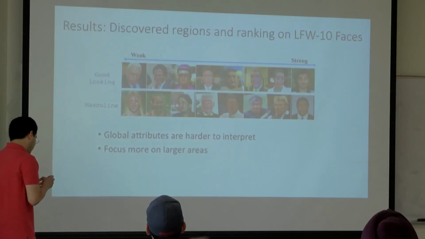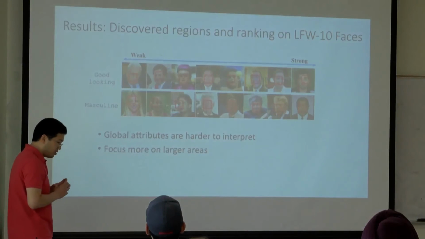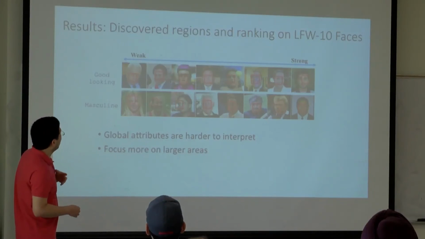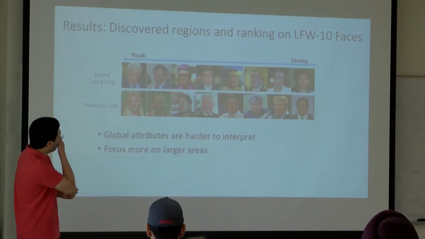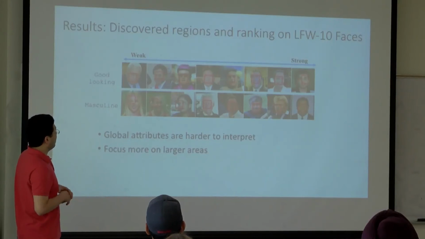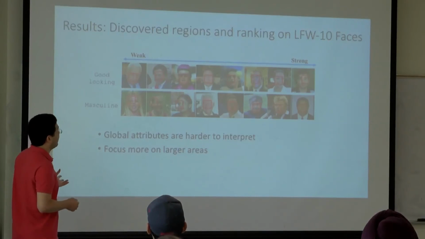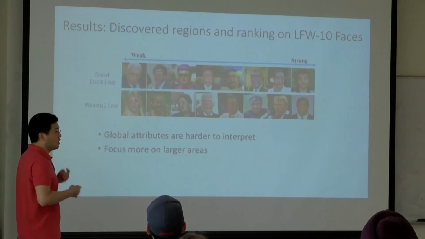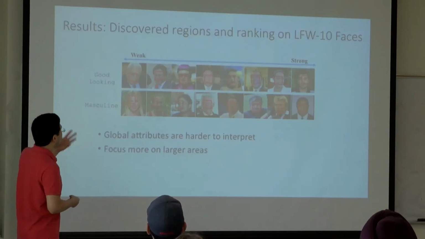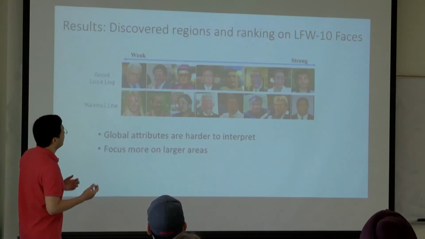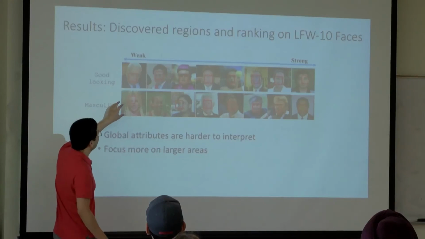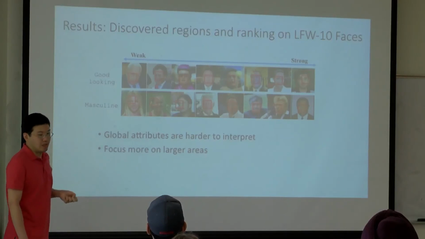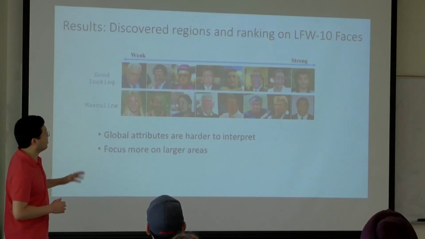For these kinds of localizable attributes that are conditioned on specific parts like the eyes, nose, or mouth, our algorithm does quite well. For more global attributes, which are harder to interpret, like good-looking or masculine, which don't really have definitive answers, so we don't really know exactly why somebody's good-looking or masculine, our algorithm tends to produce larger regions that include the eyes, nose, and mouth, but these results are harder to interpret.